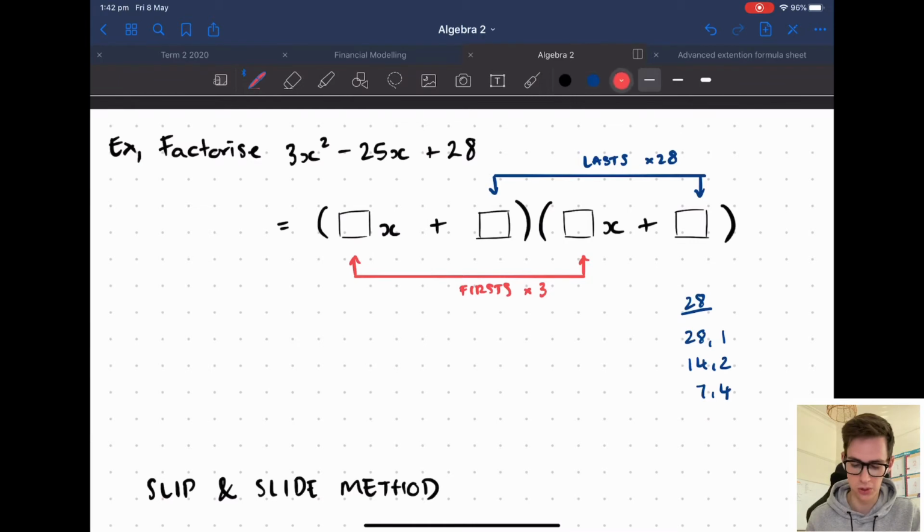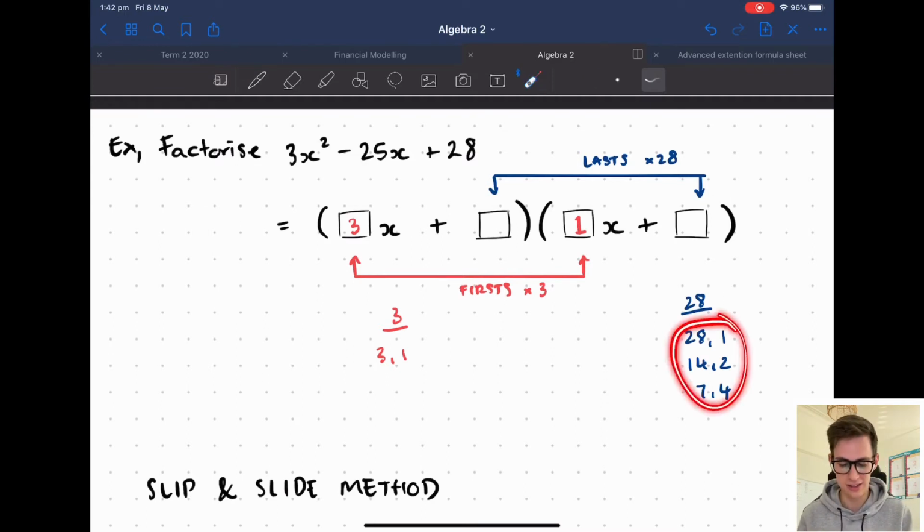The other thing we know for sure is our firsts, okay? That's the first term in each bracket. We know that they're both x because we have an x squared. Now, they're going to be getting a 3 out the front, which means when you multiply this by this, the numbers in these boxes get you 3. Now, the only factors of 3 are 3 and 1. So one of these must be a 3, one of them must be a 1, okay? And we know that our factors are out of this list.